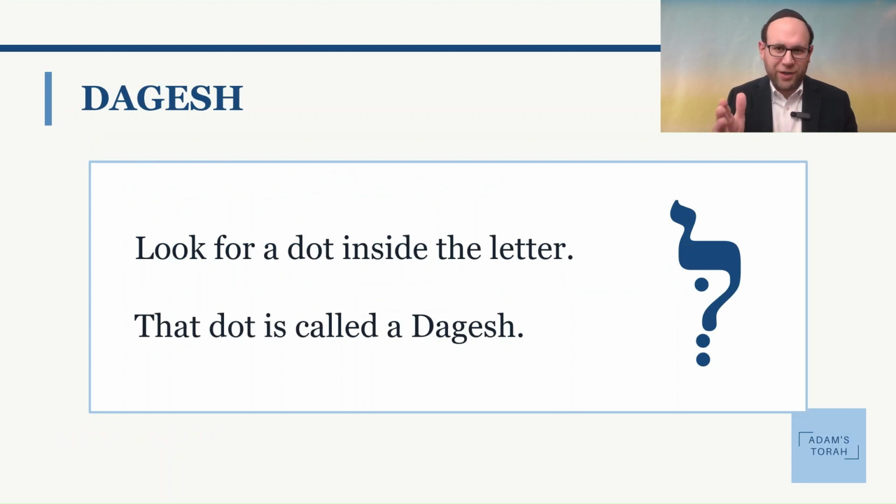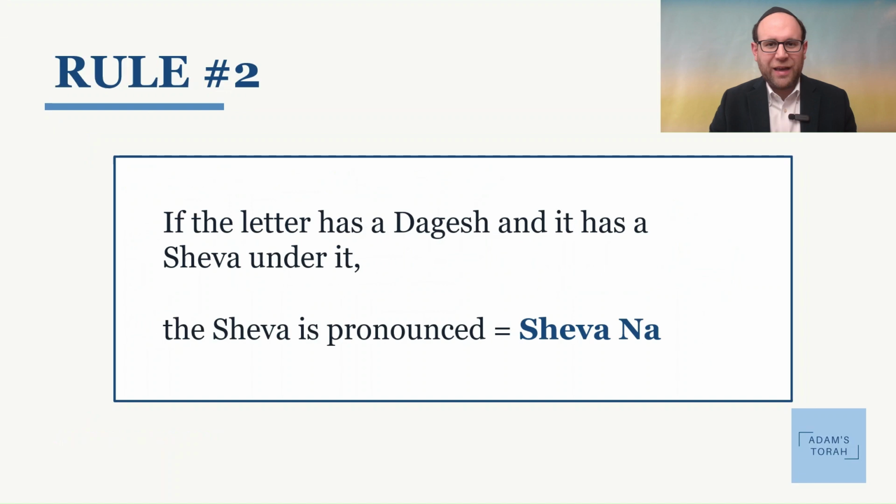And when you have a letter that has a dagesh within it, that's telling you to give extra emphasis to that letter. If that letter has a Sheva, it's telling you something important about how to read that Sheva. And that leads us to rule number 2. Rule number 2: if a letter has a Dagesh and has a Sheva under it, that Sheva is pronounced as a Sheva Na. We pronounce it as Eh.